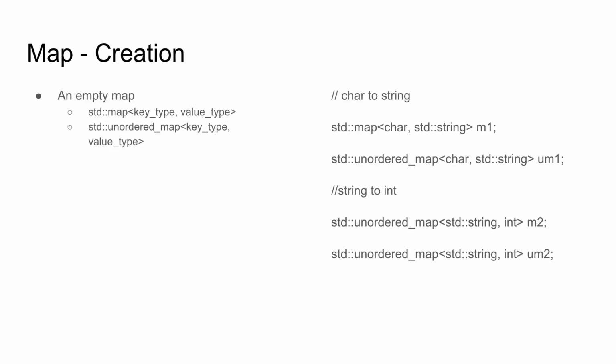So if you want to create an empty map, it's std::map, your key type, value type, one thing to the next.